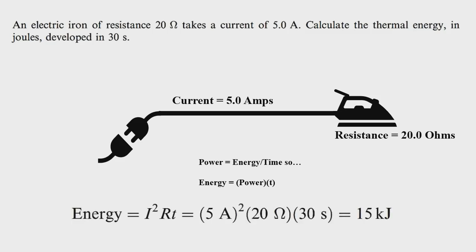And so we are going to rewrite that. Energy is equal to power, and the relationship between resistance and current is that I squared times R is the power. Multiply that by time, which is 30 seconds, and so we get 5 amperes raised to the power of 2 times 20 ohms times 30 seconds, and the thermal energy that is produced by the electric iron is 15 kilojoules.